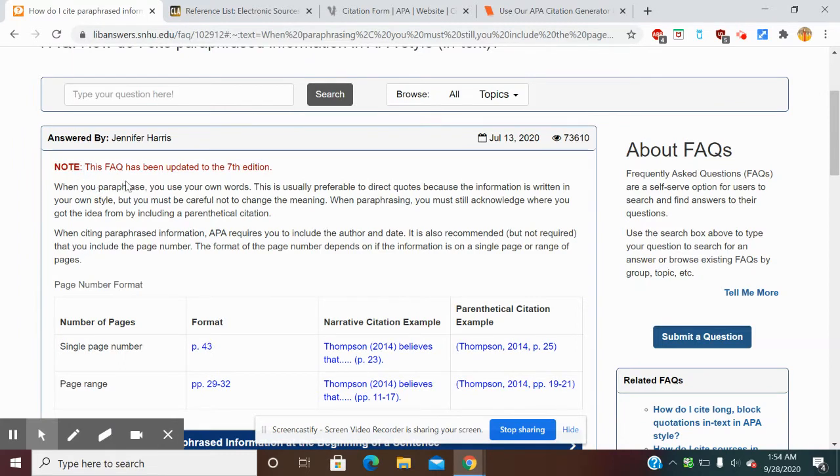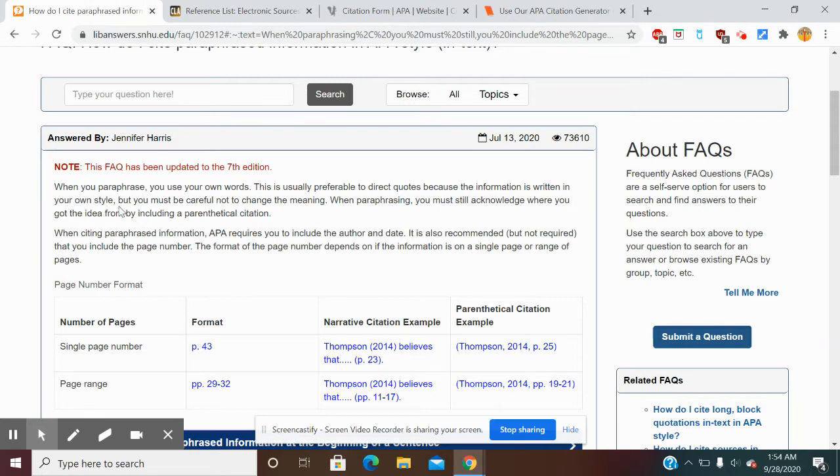So note, this FAQ has been updated to the 7th edition. I am not familiar with the 7th APA edition. I have done my thesis, my graduate work, and all of those things using the 6th APA edition. And so my professors accepted it, and a lot of professors will accept the older editions, in case there's really minor differences in the newer editions. But you have to really understand your professor, have that understanding with them, and see if they're going to accept it or not before you try something.